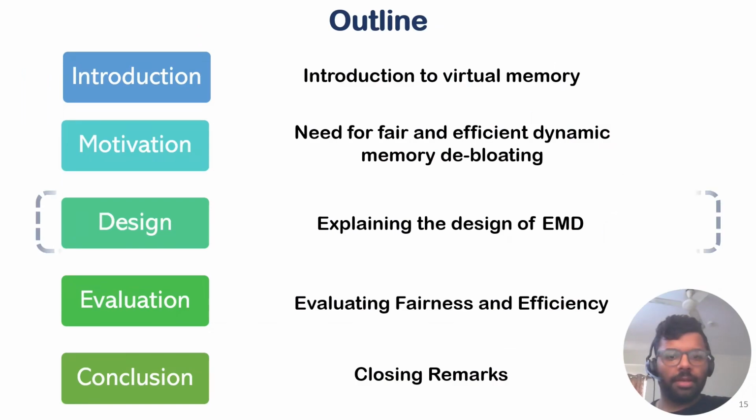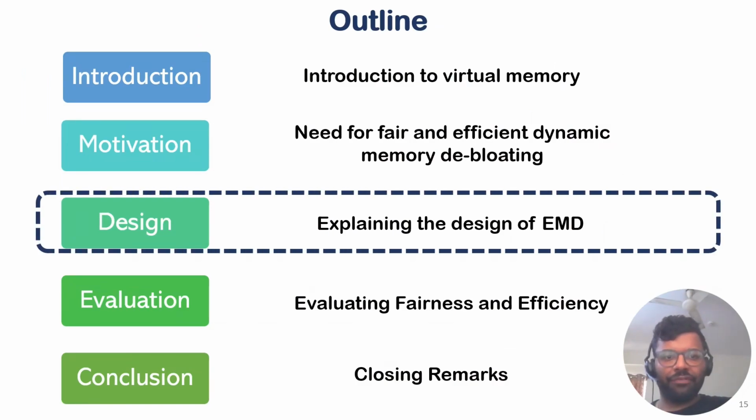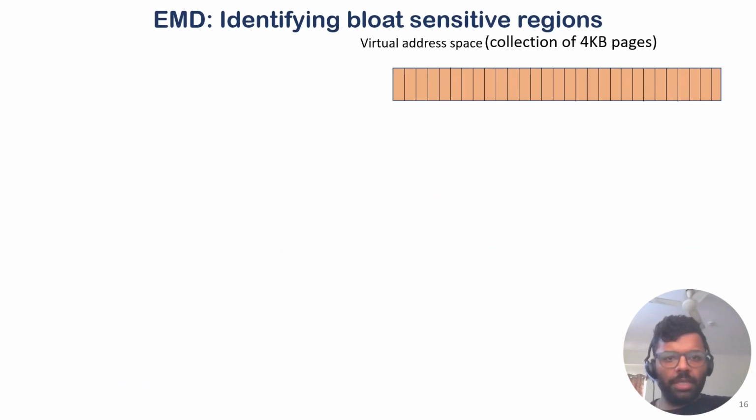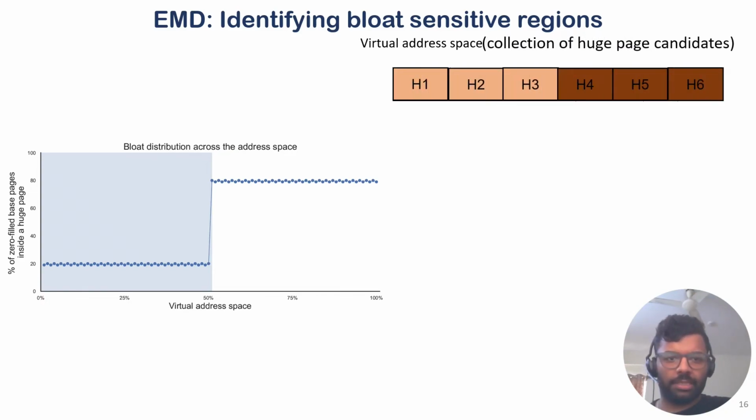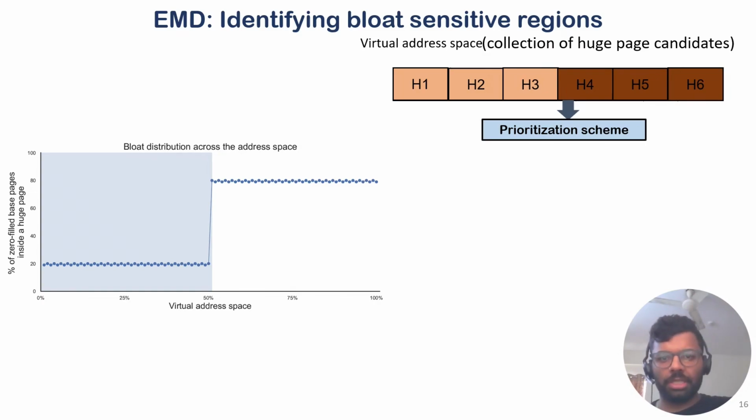Next we'll explain the design of EMD. Here is the virtual address space of the micro-benchmark showing uneven memory bloat distribution. This graph, which we saw earlier, represents that uneven distribution. For simplicity, let's divide the address space into 6 huge page candidates labeled H1 to H6. Our approach, EMD, uses a prioritization scheme for de-bloating memory regions. Each region is de-bloated based on a priority value, which is determined by the number of zero-filled base pages within a huge page. The more zero-filled base pages, the higher the priority value.